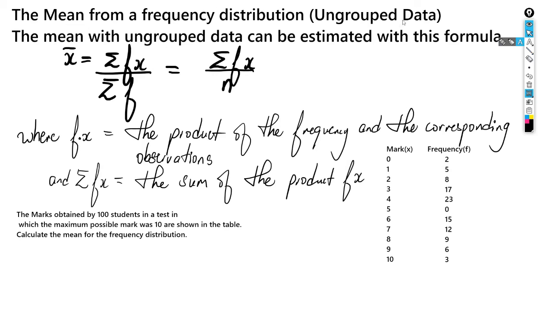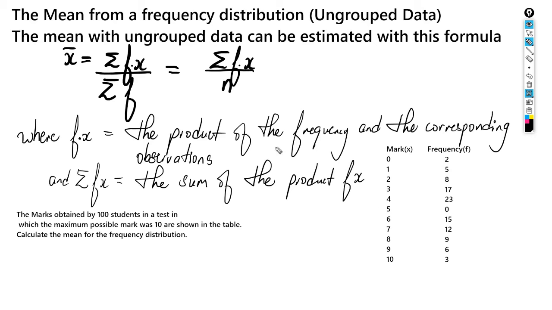All right, guys. So we're going to be looking at the mean from a frequency distribution with ungrouped data. And it says the mean with ungrouped data can be estimated with this formula. X bar, which is the mean, is equal to the sum of f times x over the sum of f, which is equal to the sum of f times x over n, which is the number of marks you're referring to. Right, guys? So it's pretty simple here.